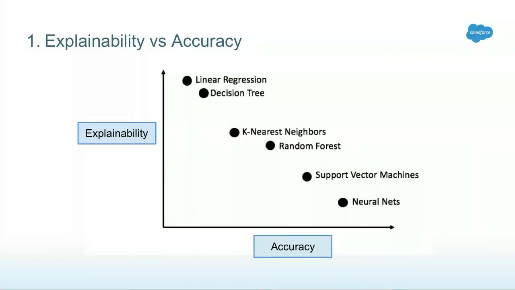So the first one is very straightforward. Some models, such as linear regression and decision trees, are relatively easy to explain. You get some mathematical formula at the end where you can immediately deduce this feature is twice as important as this other feature.